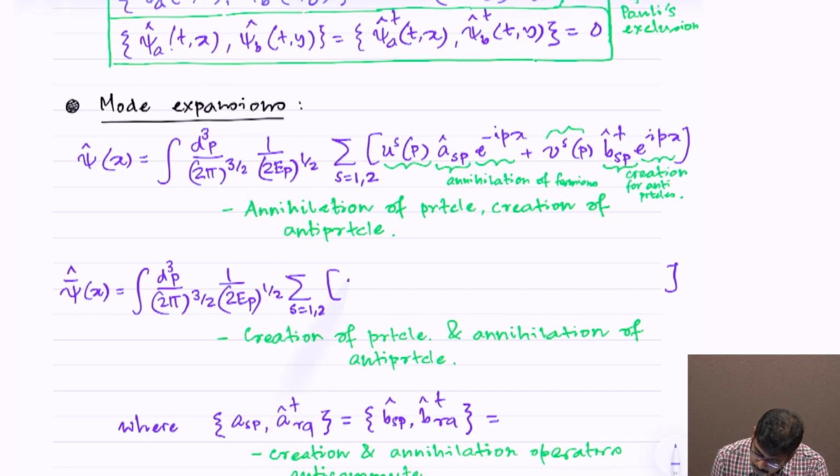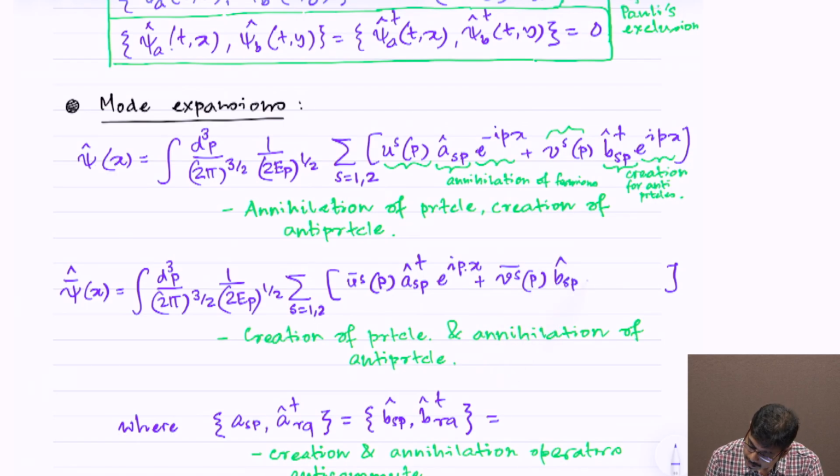Instead of US, what shall we have? We shall have US bar P, and then instead of having ASP, I will have ASP dagger, and instead of e to the power minus IPX, I will have e to the power IP dot x. These are 4 momenta, remember. And similarly, instead of VSP, I have VS bar P here, and instead of BSP dagger we will have BSP, and e to the power, once again, this will be minus IP dot x.